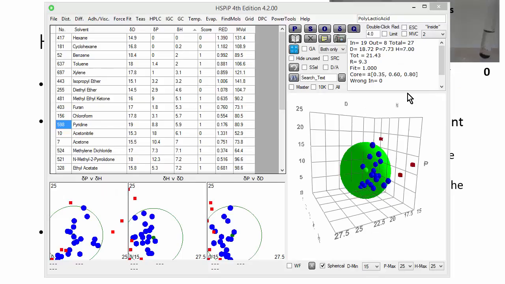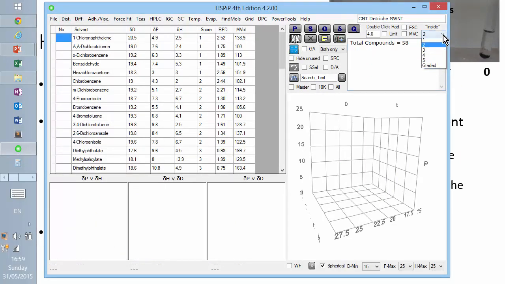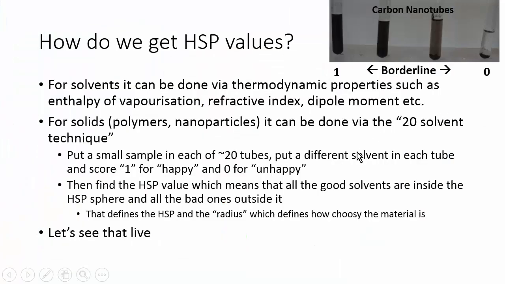And if we go back to the software and I load the data set for carbon nanotubes, and I define the inside as just the ones which are scored a 1, then I do the fit, and there's a small sphere for carbon nanotubes, 27.3, with a radius of 2.5, so a small sphere, just a radius of 2.5. If I allow these intermediate ones, these 2s, to go in, then, not surprisingly, I get about the same value, 27.4, but the radius is larger. So that's how we measure it for solids.